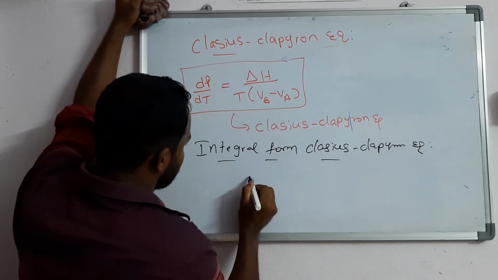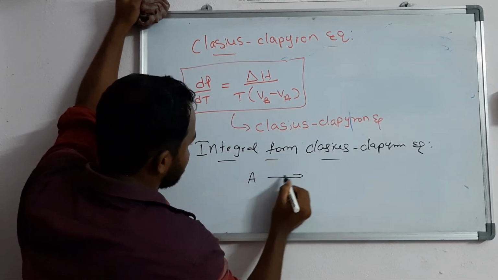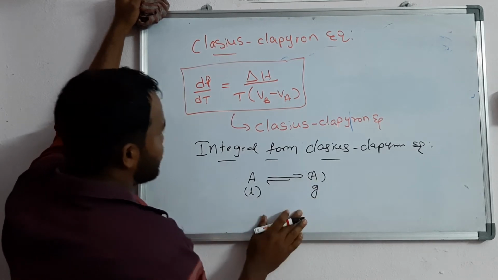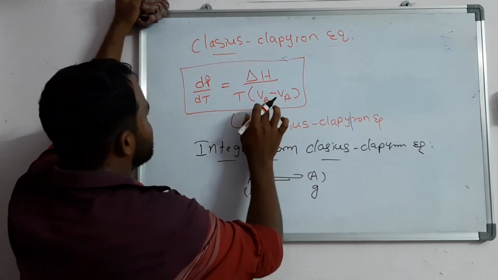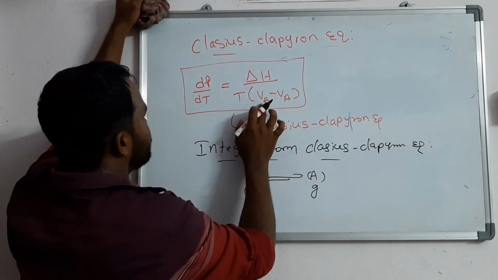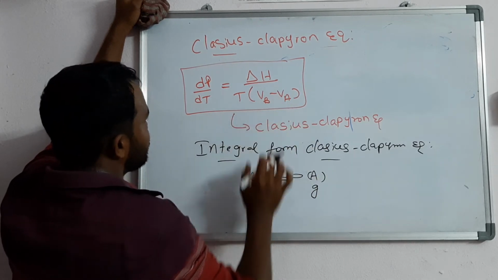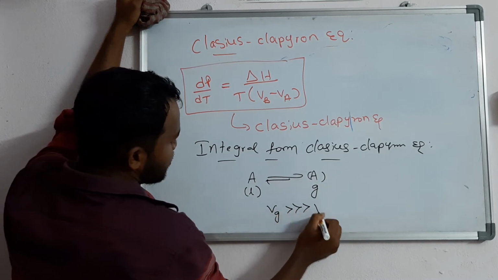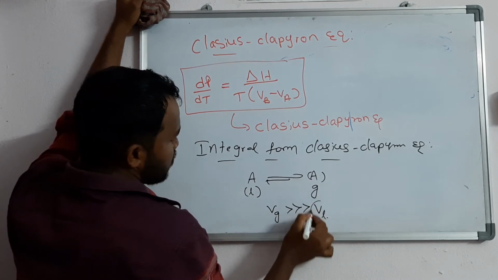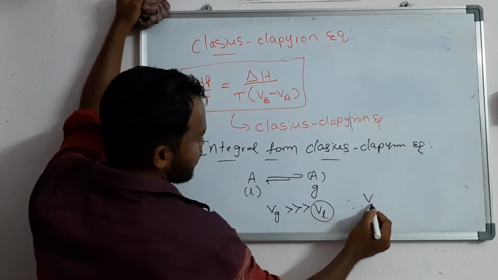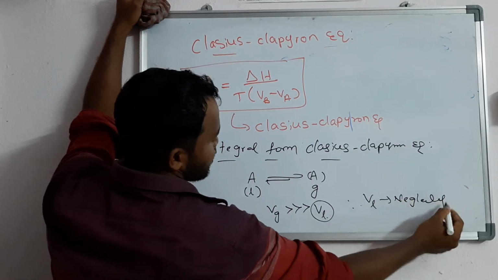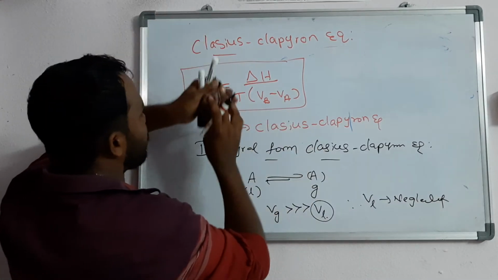That means, for example, if I am taking A to B, that is liquid to gas. So VB means gas, VA means liquid. The gas volume is always much greater than the volume of the liquid, hence we can neglect the volume of the liquid.